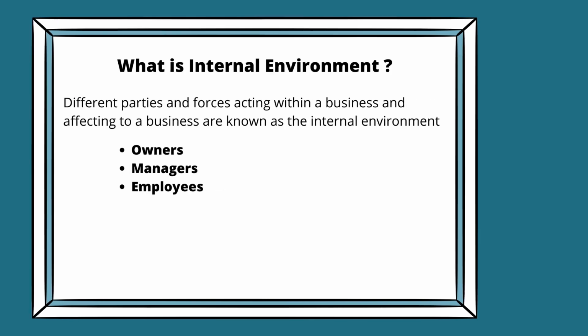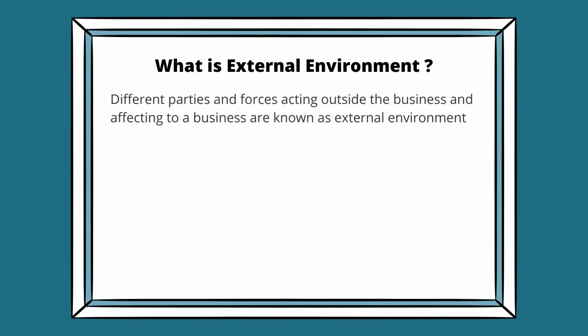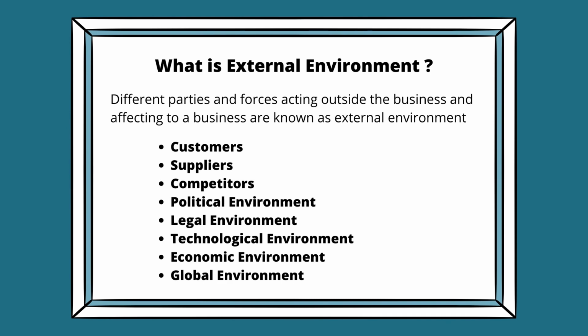And now the next one is external environment. Different parties and forces acting outside the business and affecting a business are known as external environment. Examples: customers, suppliers, competitors, political environment, legal environment, technological environment, economic environment, global environment. We have learned about customers, suppliers, competitors in our previous chapter, so now we have to learn about these: political environment, legal environment, technological environment, economic environment, and the global environment.